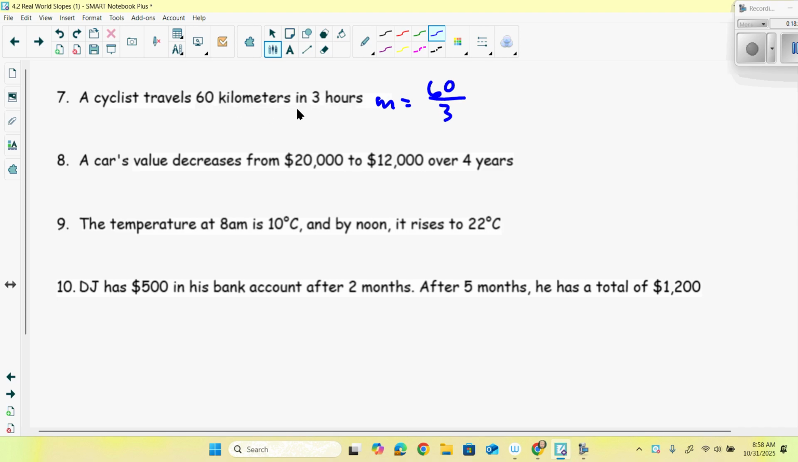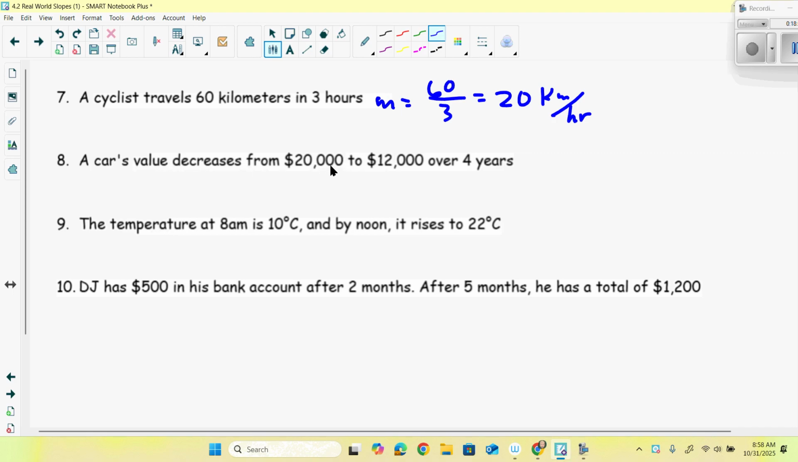Again, how do we know which one's the x or the y? It's not always obvious. Does a cyclist's position, how many kilometers they've gone, depend on how long they've been riding? Or does the time depend on how far they end up? And these are things you're going to want to practice. I simplify this to the unit rate of 60 kilometers per hour. I'm not going to do the equations on these. We'll practice our rates.